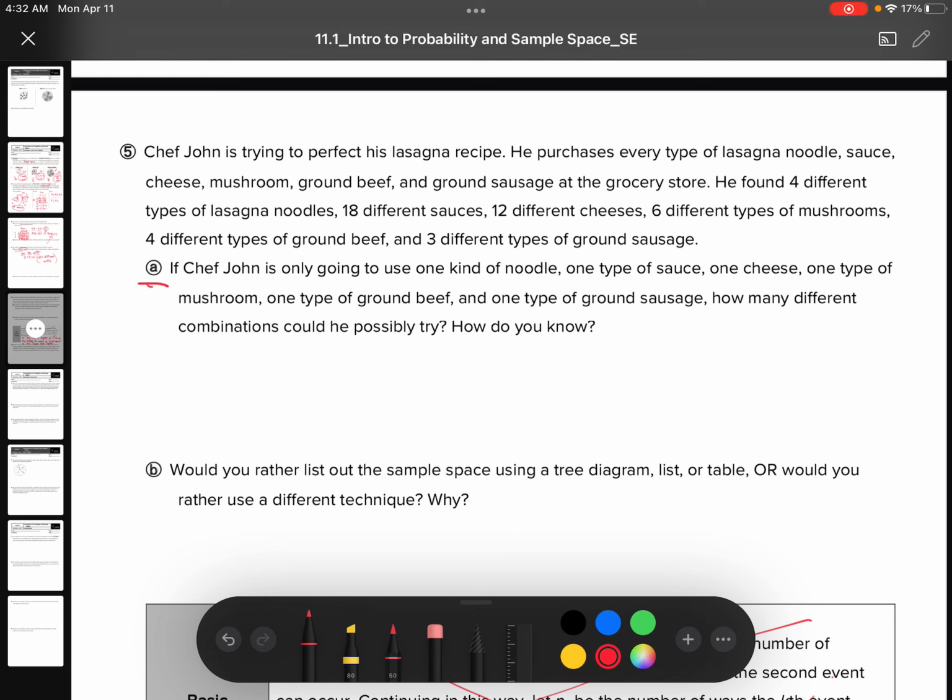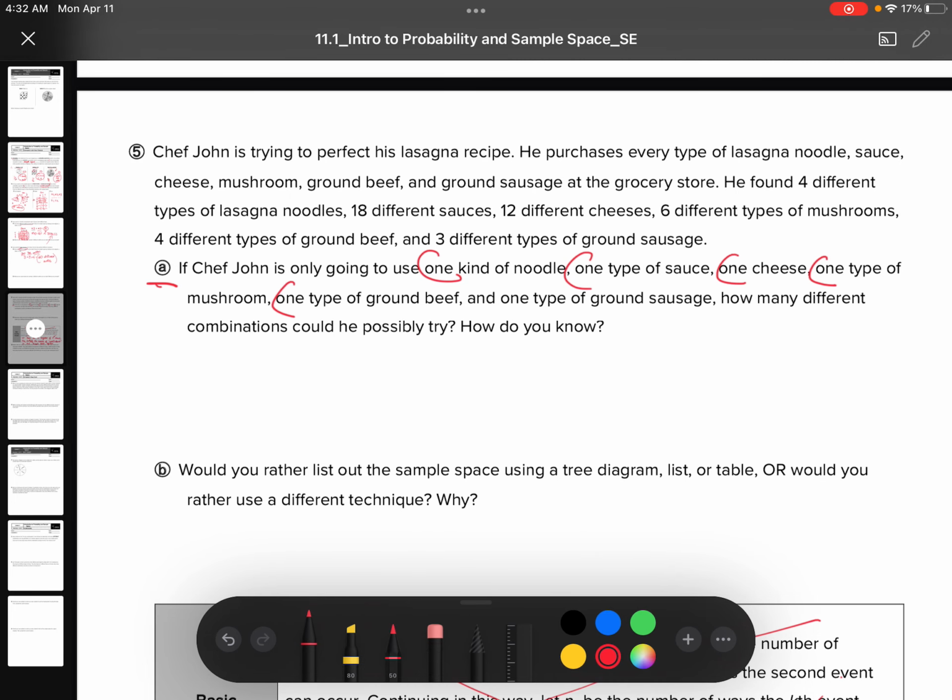Well, there are 1, 2, 3, 4, 5, 6 choices, where for the first choice there are 4 types of noodles, there are 18 different sauces, 12 different cheeses, 6 types of mushrooms, 4 types of ground beef, and 3 types of ground sausage. If you want to know how many combinations you can try, just multiply the number of elements in each sample space and boom, you're good to go.